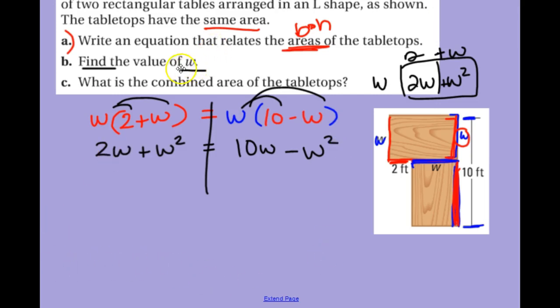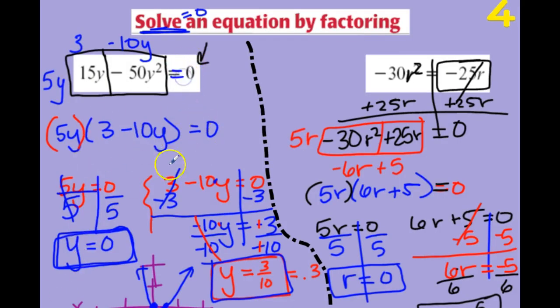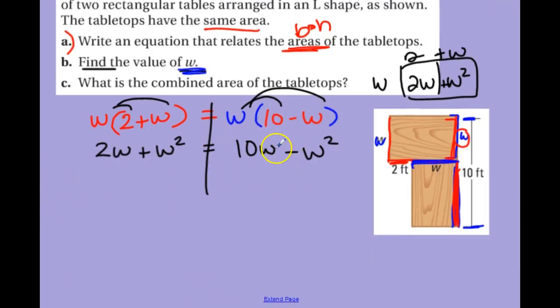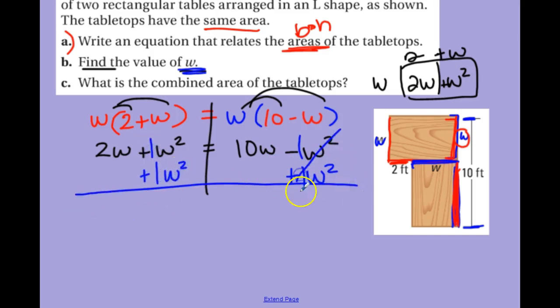Now, if we're trying to find the value of w, we're going to try to get it equal to 0 because we know how to factor from that point. So I'm going to move whatever's on this side over to the other side. So I'm going to add w squared, or add 1w squared. This is also a 1. So I have 2w, 1w squared plus another 1w squared is 2w squared. It's like 1 orange plus another orange is 2 oranges. The exponents don't change. And then those are gone, so we have equal to 10w.